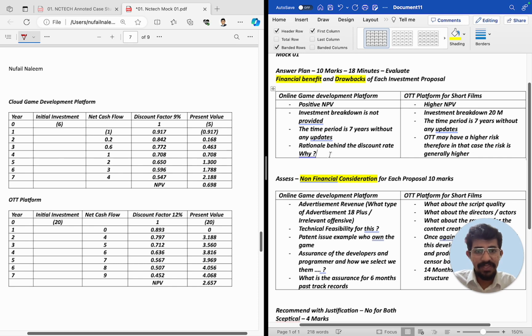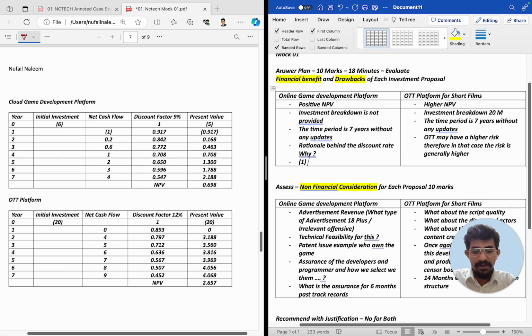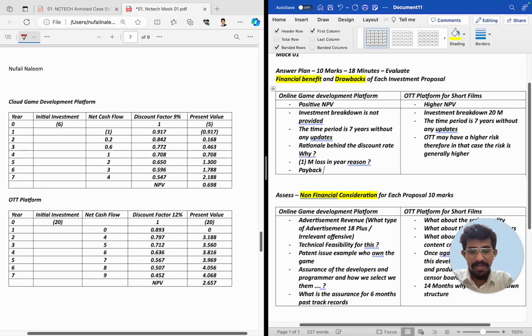So I'll just write down here, 1 million loss in year 1. We have to understand the reason behind that. And then students, 0.2, 0.6, 1, 2, 3, 4. Now, effectively, if you observe the total cash flow in practical terms, students, if I'm not mistaken, I'll just write down one drawback: the payback period is the 7th year.